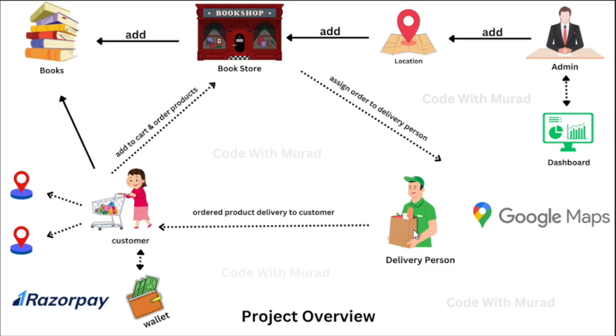And for delivering the product, we have integrated Google Map, where he can track the complete location from the bookstore point to the customer address. So this was just a basic overview of the project.